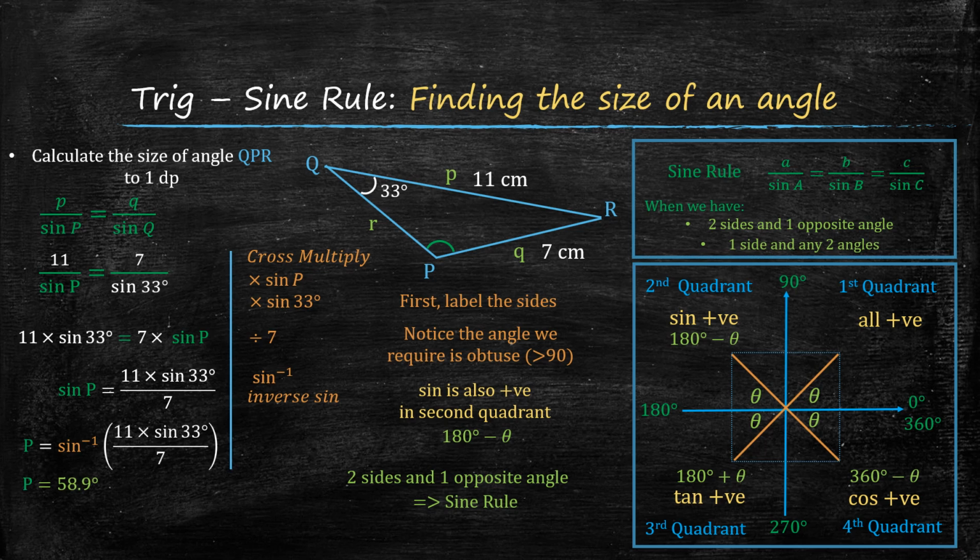Putting this into our calculator, we get P equals 58.9 degrees, which is our first quadrant value. We need our second quadrant value, so P is equal to 180 degrees minus 58.9. So P is equal to 121.1 degrees as our angle is obtuse.